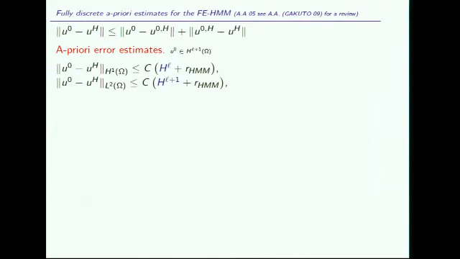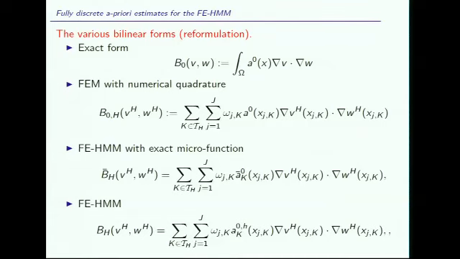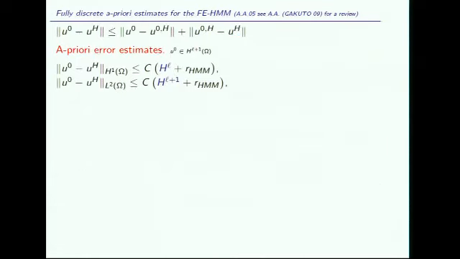So a priori estimate, so what you do, you decompose now the error into U minus U0H. That's the standard, that's the homogenized solution. That's the solution of this bilinear form here, okay? FEM with numerical quadrature. And then you have FEM with numerical quadrature minus the solution that we are looking for, okay?